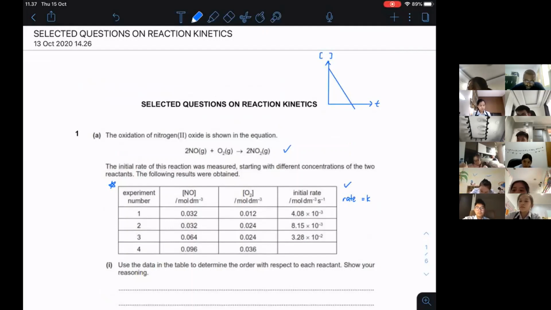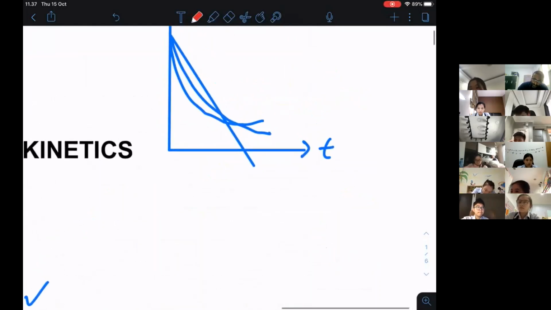Or we have another graph that is going to be something like this. And we do have another graph that will go like this. So please take note, this is the concentration against time graph. If I make it bigger, this is going to be for zero order reaction. The one that is steeper is going to be second order reaction. And this is going to be your first order reaction.